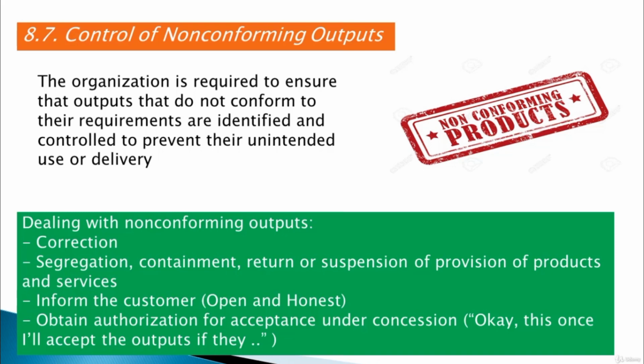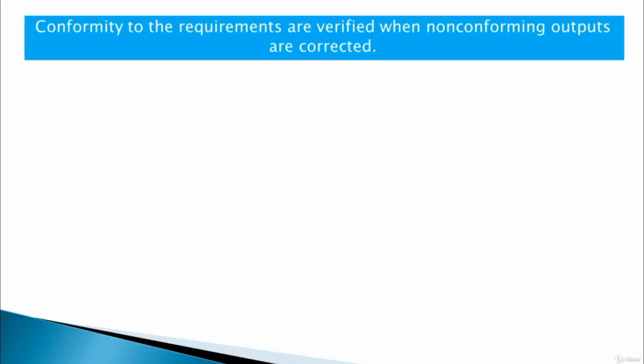And then we've got informing the customer. Informing the customer means ensuring that the customers know what the situation is and how big the problem is and what risks there are. And so the organization needs to be 100% open and honest. And then we've got obtaining authorization for acceptance under concession, like saying, okay, this one I'll accept the outputs if they meet a condition. And also the organization needs to verify that the corrected non-conforming outputs are actually conforming to the requirements.